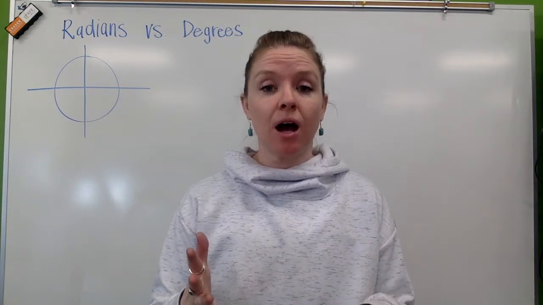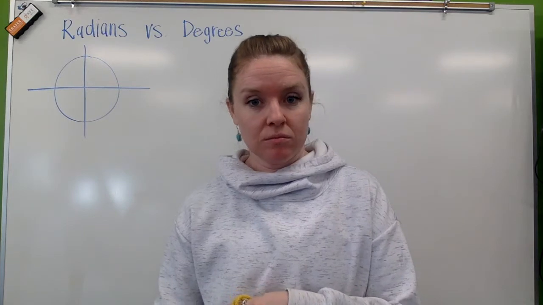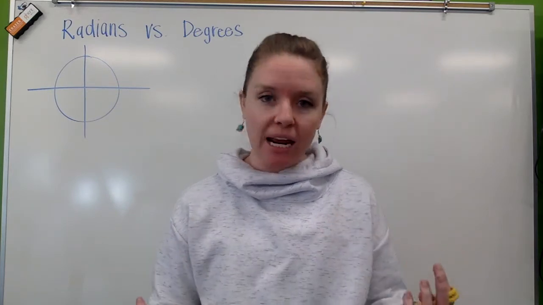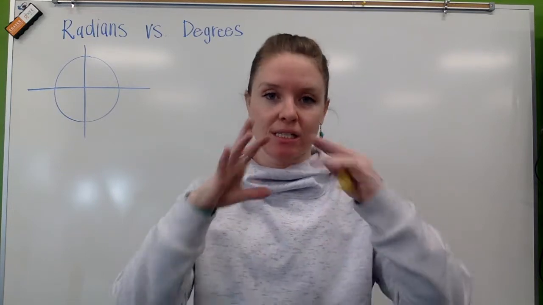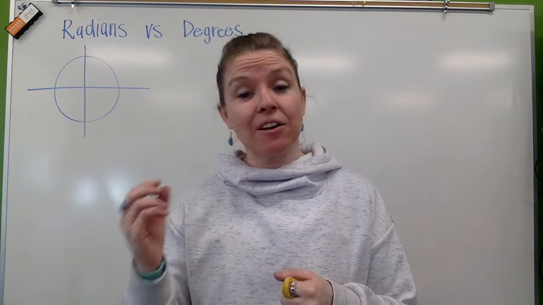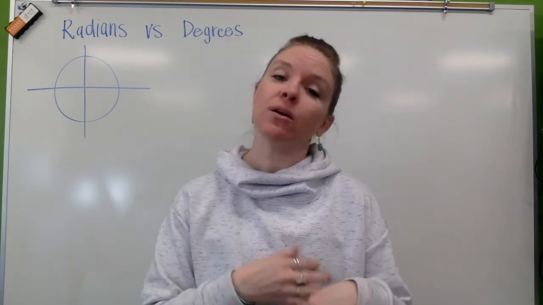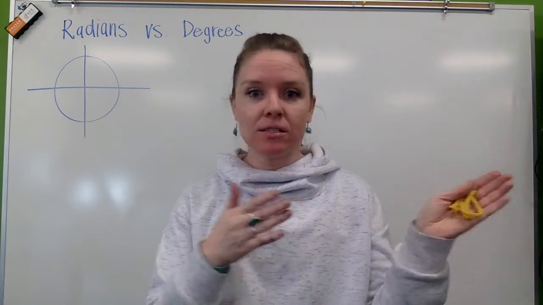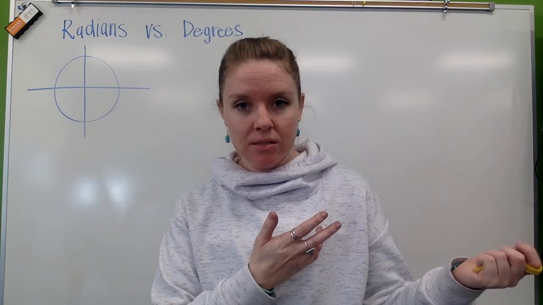Typically when we talk about angles of rotation, we talk in degrees. So we know what 180 degrees is. We know what 360 degrees is, 45 degrees. That all makes sense. We've been using it for a while. But now we're going to use a different type of angle measure, and it's called a radian. Just like we can change miles into kilometers, we're going to do the same thing with degrees into radians.